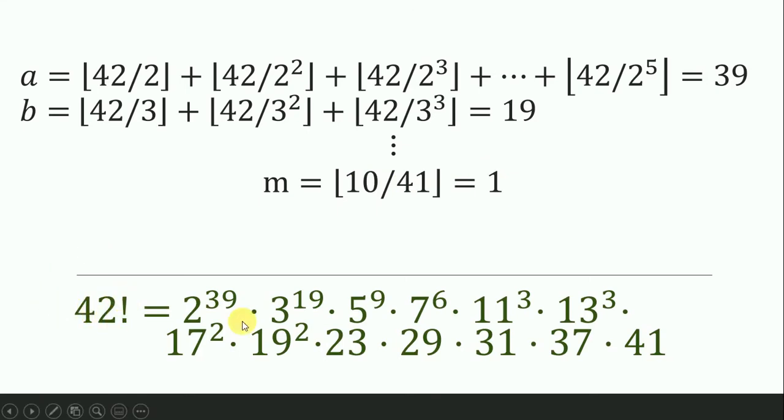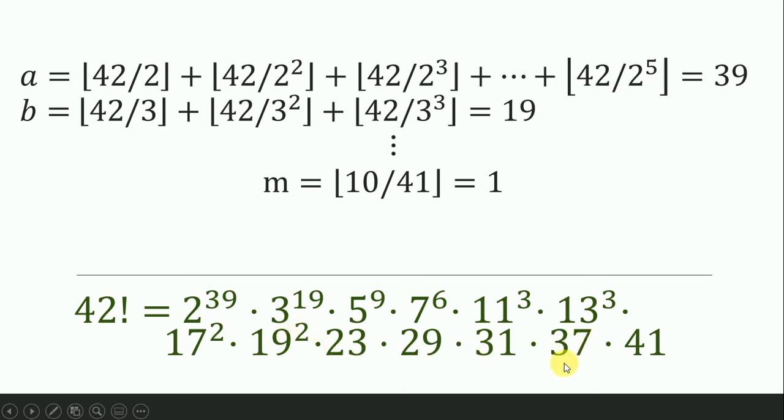So you have the prime factors of 42 factorial are 2 raised to the power of 39 times 3 raised to the power of 19 times 5 raised to the power of 9 times 7 raised to the power of 6 times 11 raised to the power of 3 times 13 raised to the power of 3 times 17 raised to the power of 2 times 19 raised to the power of 2 times 23 times 29 times 31 times 37 times 41.